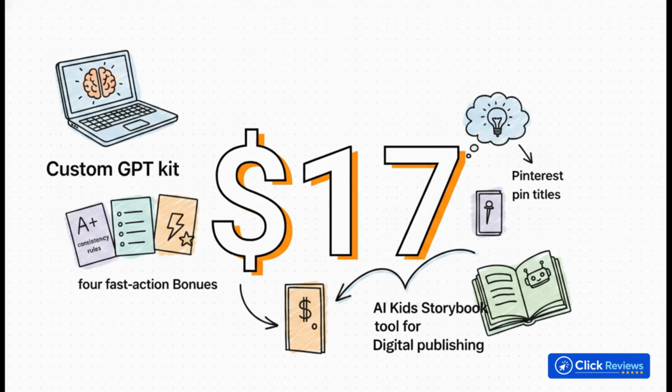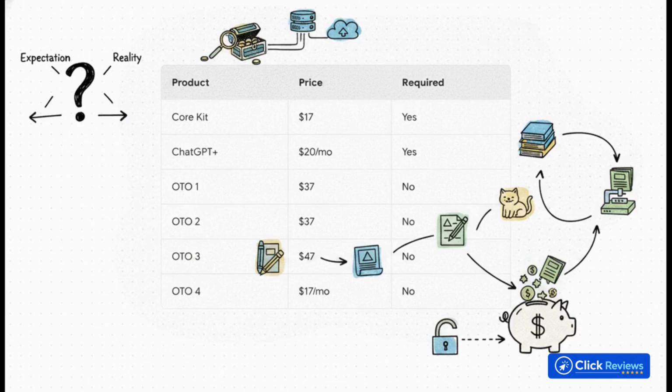But we really need to look beyond just the front door price. Let's do a little expectation versus reality check, shall we? Yes, the core kit is $17. However, as we noted earlier, you absolutely must have a $20 a month ChatGPT Plus subscription to even use it.